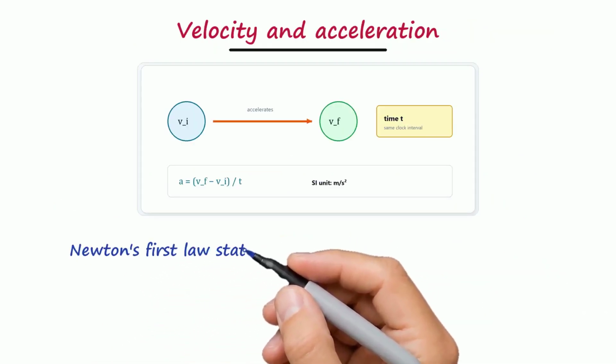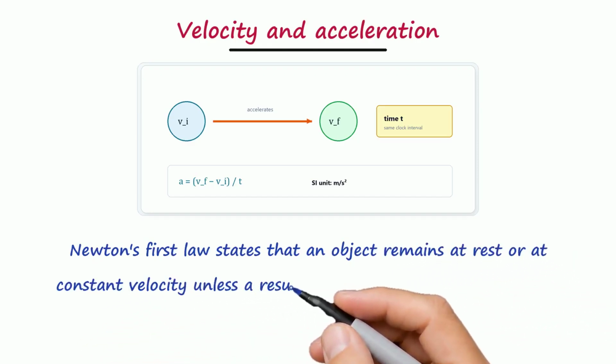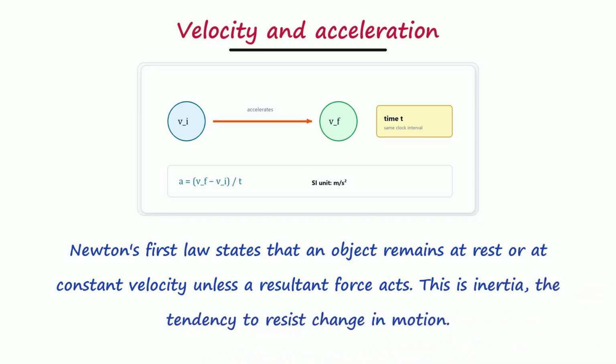Newton's first law states that an object remains at rest or at constant velocity unless a resultant force acts. This is inertia, the tendency to resist change in motion.